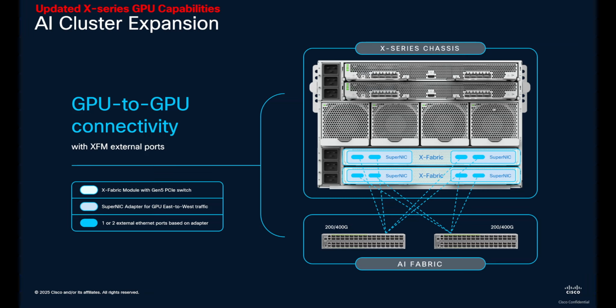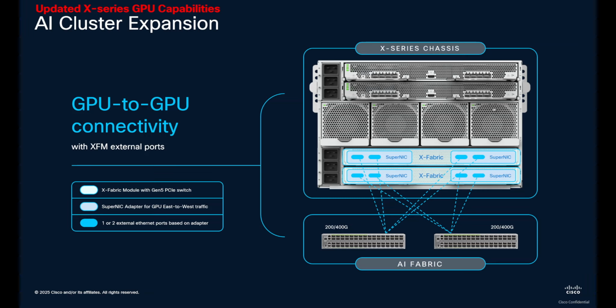And then each XFM can have one or two SuperNICs, and each SuperNIC will have one or two ports. So you can put in a one port 400 gig SuperNIC into each SuperNIC location, so one here and one here, or you can install a two port 200 gig SuperNIC, one here and one here, depending on what your back-end network equipment looks like. And so obviously this diagram is depicting 2 by 200 gig SuperNICs connecting to an external back-end 200 gig network.